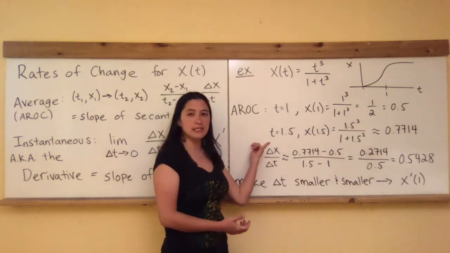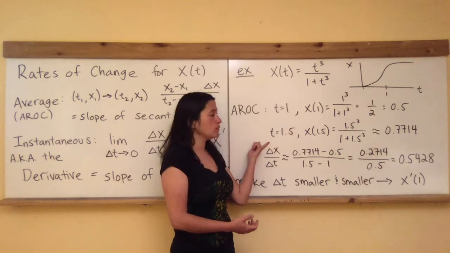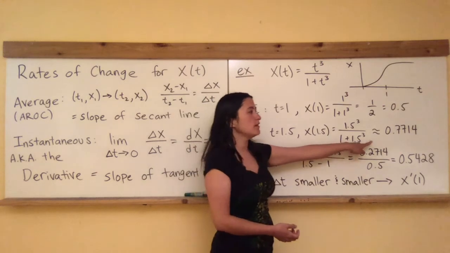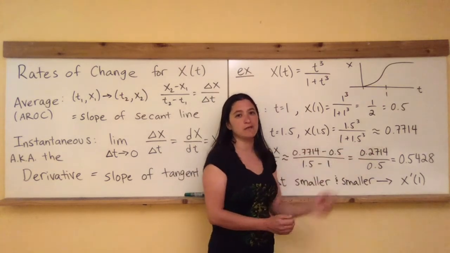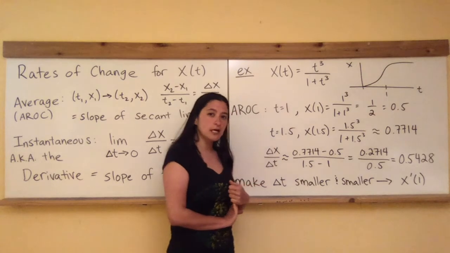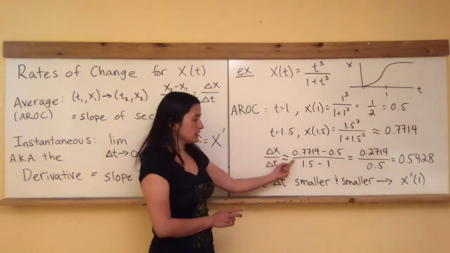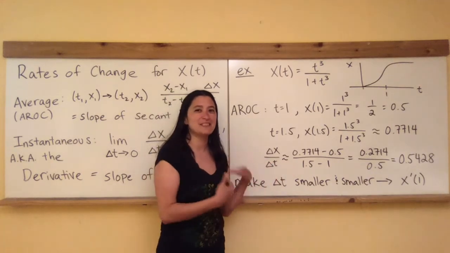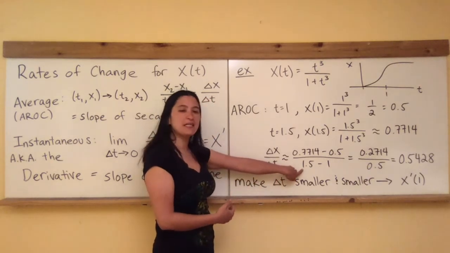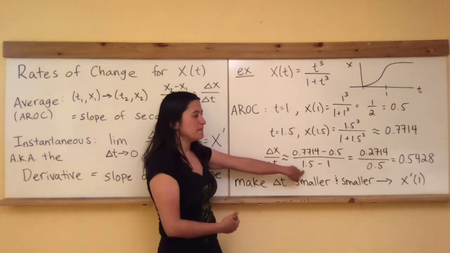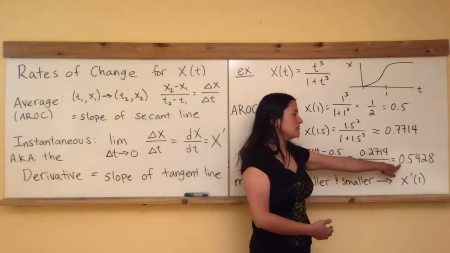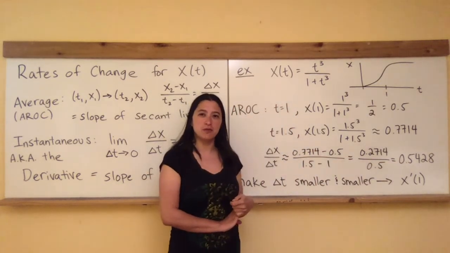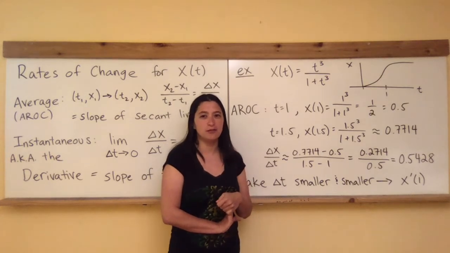And then likewise, to get the output for the second value, t is equal to 1.5, I'm going to plug in a 1.5 everywhere I see the t above there, and that's approximately 0.7714. Then if I want to calculate the average rate of change, I just have to take the difference in the y's and divide that by the difference in the x's, the difference in the output variable divided by the difference in the input variable. And dividing out that ratio gives me around 0.5428. So that's my average rate of change when my two points are 0.5 time units apart.